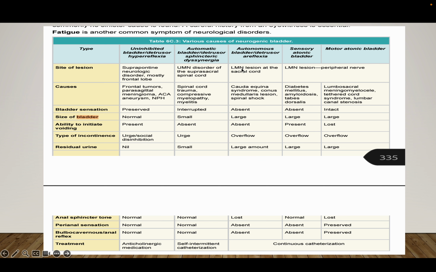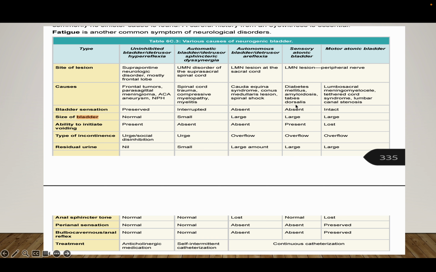Autonomous bladder is generally an overflow incontinence, which is an atonic bladder. This is in the case of cauda equina syndrome, conus medullaris syndrome or spinal shock, where bladder sensation is absent. Generally the bladder is large and they can't initiate urine. They have overflow incontinence. After passing urine at some time, because of the overflow it passes urine. Residual urine is very large. Generally anal sphincter tone is lost, perianal sensation is lost, and bulbocavernosus reflexes are all lost. These are all lost in case of LMN bladder. So generally you have to continue catheterization.